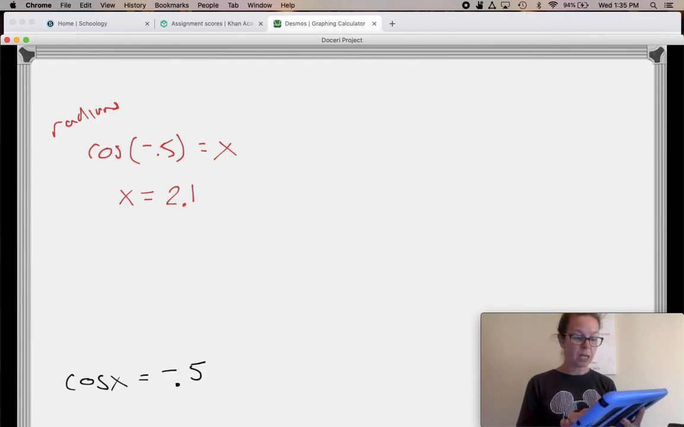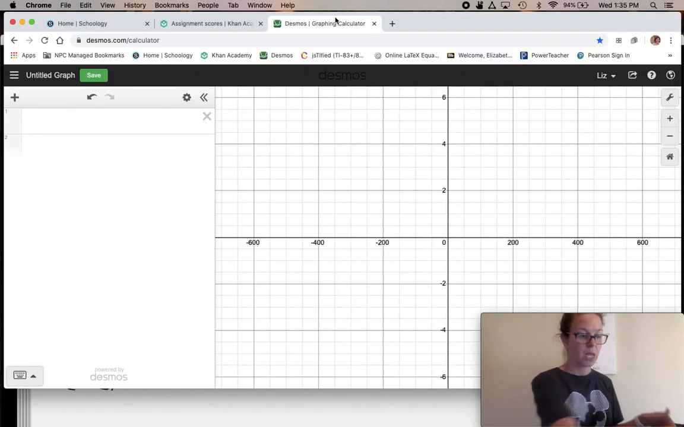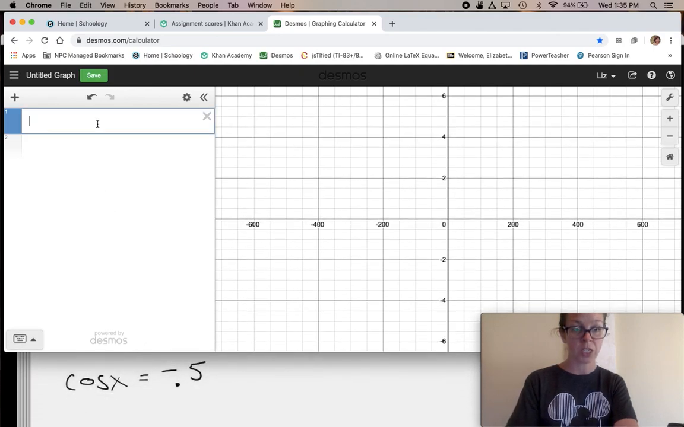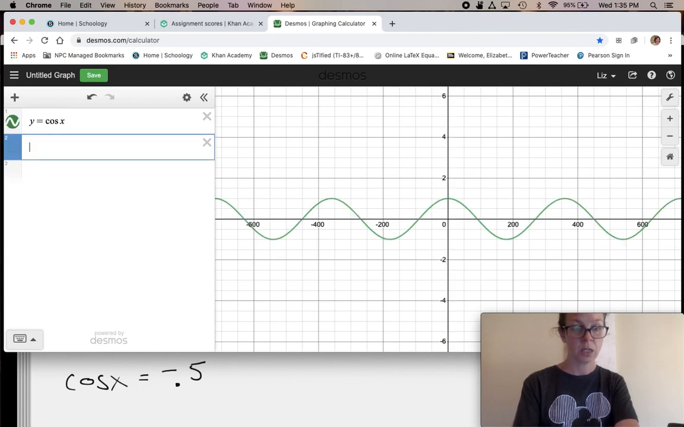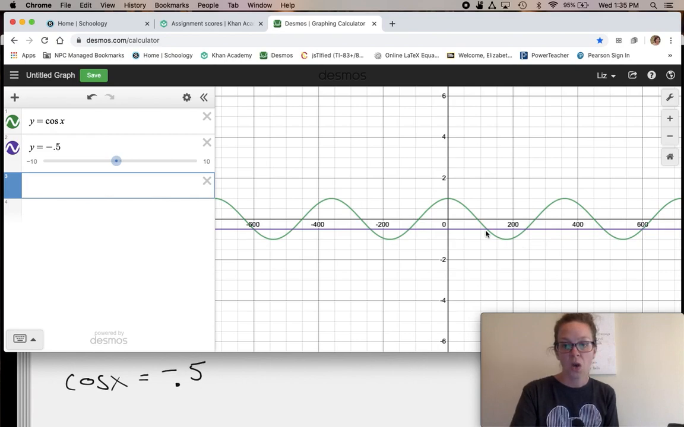But let's go ahead and think about where this would be in our circle. So actually, let's go to the graph. Okay, so I'm going to type in each part of that equation as a y equals. Y equals cosine of x and y equals negative 0.5. And what I want to know is where do these meet each other? So here's one place where they meet each other.